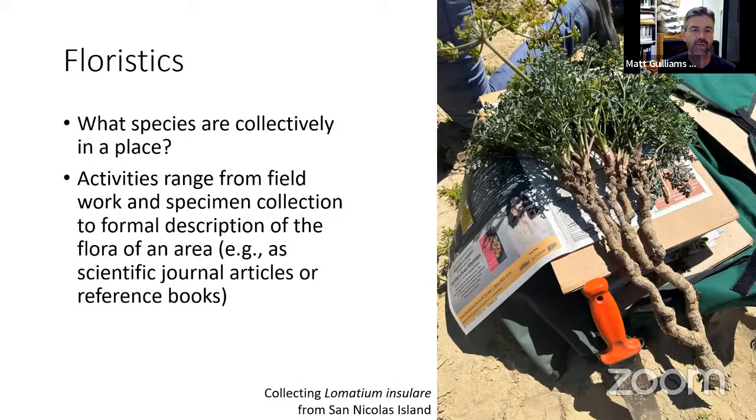Floristics. I said floristics would encompass the question, what species are collectively in a place, but lots of activities fall within floristics. At the most basic, it could be field work, exploring an area, documenting that area formally with specimen collection. But it can be a much bigger project than that, and it could end up being something like the formal description of all of the plants of an area, the flora of an area. And that might take the form of a scientific journal article or a reference book.